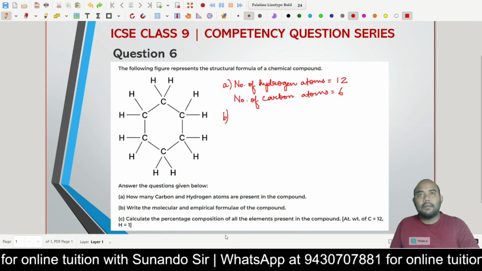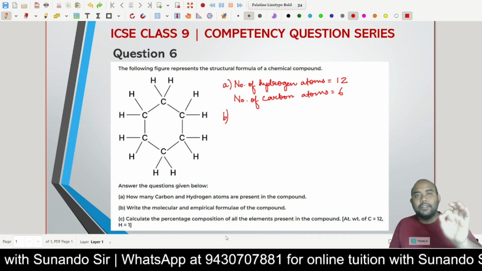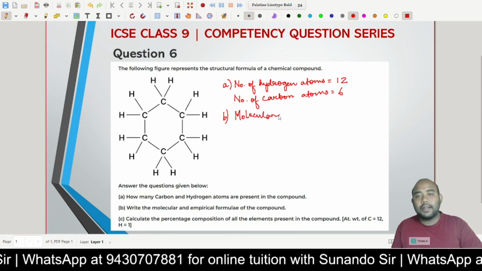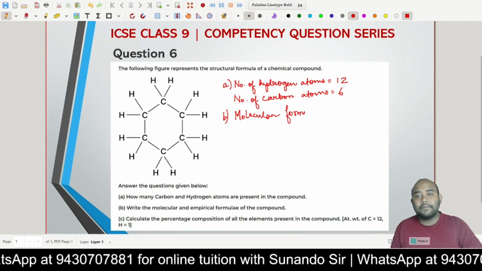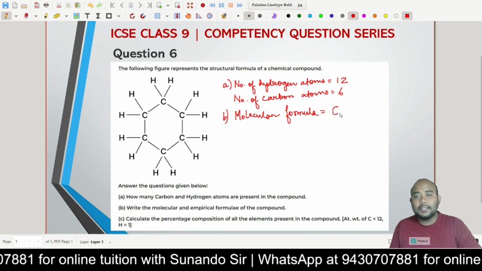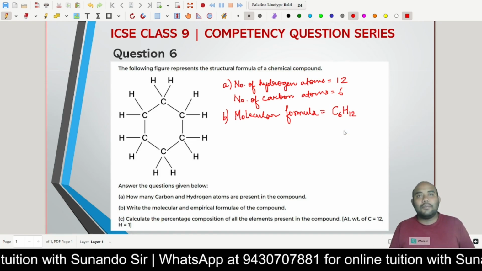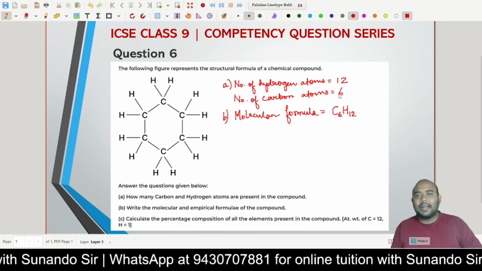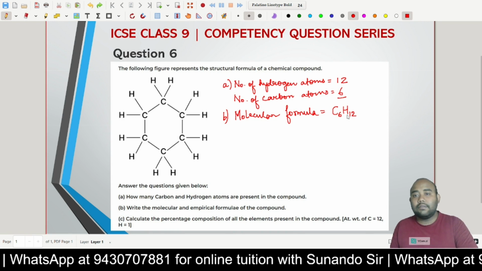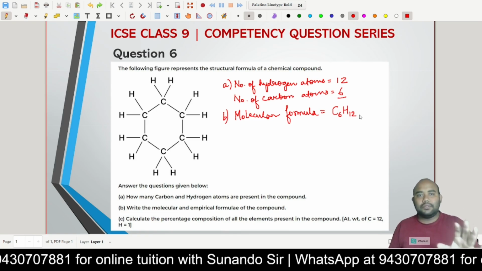What is the molecular formula? Molecular formula is the formula which represents the actual number of the individual elements. So if I am going to write the molecular formula, I have to write the actual number of carbon and the actual number of hydrogen. Carbon is 6 in number, so we write C6, and hydrogen is 12, so H12. C means carbon and H means hydrogen. This is the molecular formula which tells us the actual number of the atoms of each element.